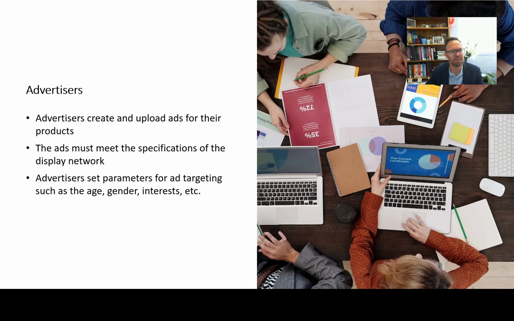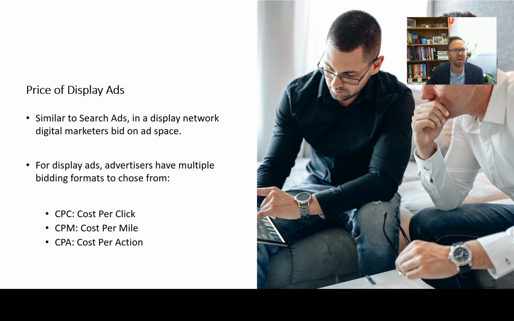So advertisers set the parameters for the ad targeting, such as the age of the people that want to see it, the gender, interest, etc. And we'll go into that in a little bit more detail as we go along. Now, the price of display ads varies. So, similar to search ads, in a display network, digital marketers actually bid on ad space. So you don't just have a set price, we're bidding for these things.